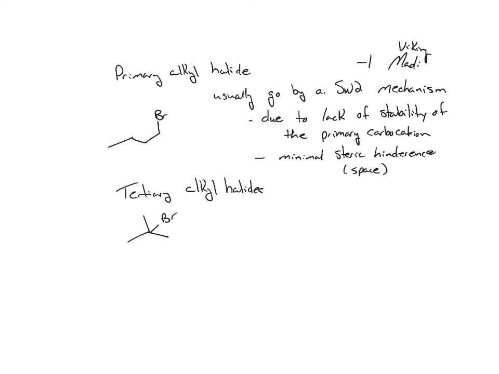Secondly, with all these different groups around it, right now I just put a methyl group, but to make this more exotic, the bigger those groups are, the harder it is for my nucleophile to attack from the back side as the leaving group is leaving, okay? So this inhibits the approach of the nucleophile. So for the most part, tertiary alkyl halides usually go by an SN1 mechanism.